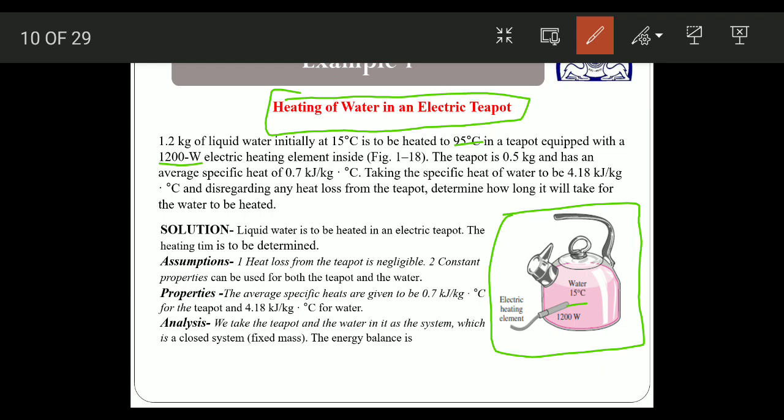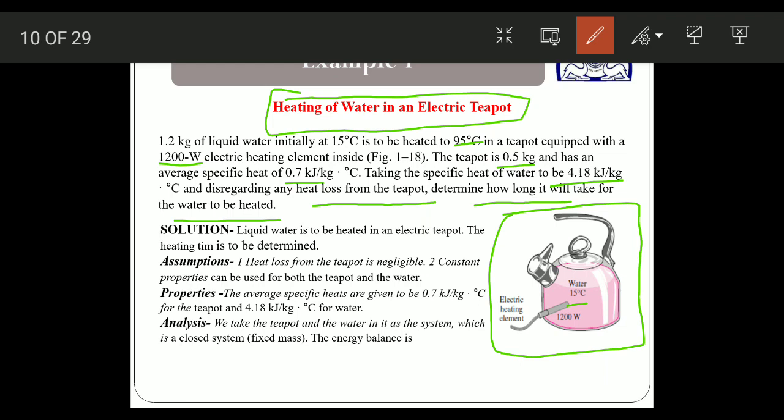Now the question says that the weight of the teapot is 0.5 kg and it has an average specific heat of 0.7 kJ per kg degree Celsius. Taking the specific heat of water to be 4.18 kJ per kg degree Celsius and disregarding any heat loss from the teapot, determine how long it will take for the water to be heated. So what we have to calculate here? How much time is required to heat the water from 15 degrees Celsius to 95 degrees Celsius? This is the question. And here there are some assumptions.